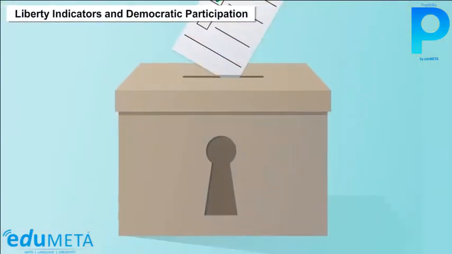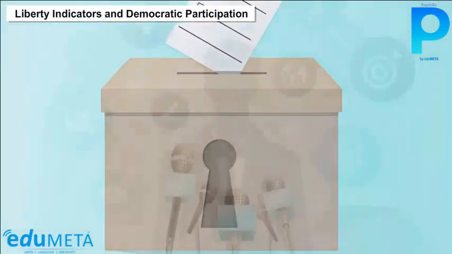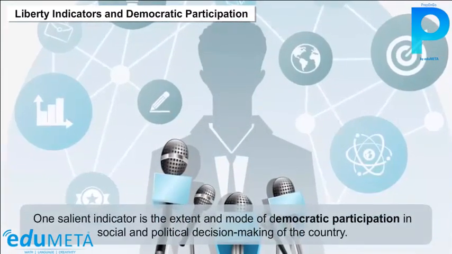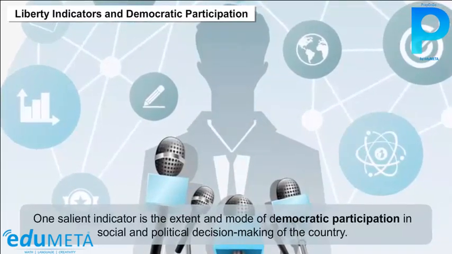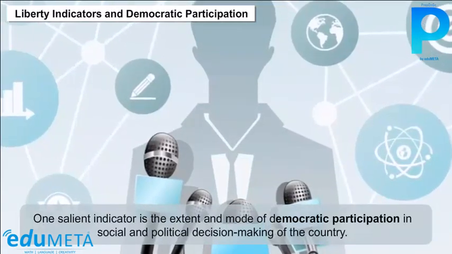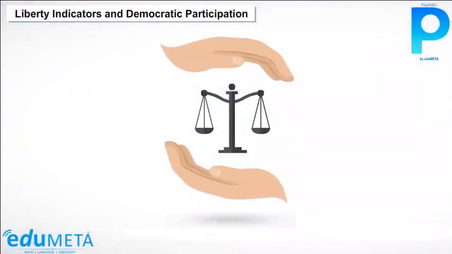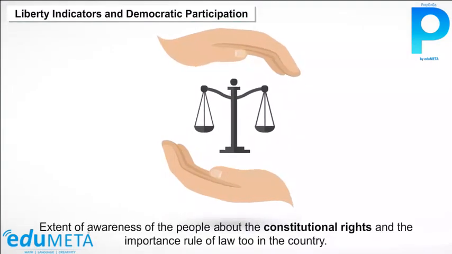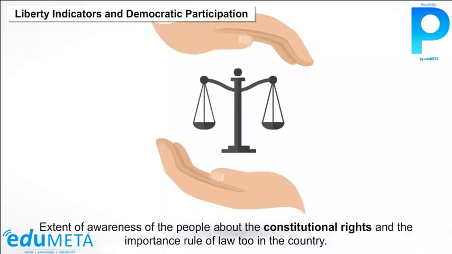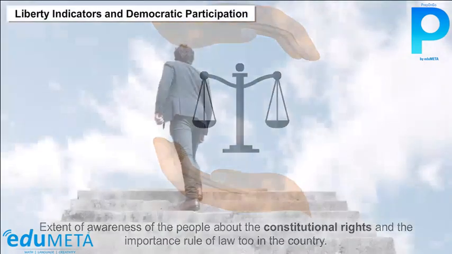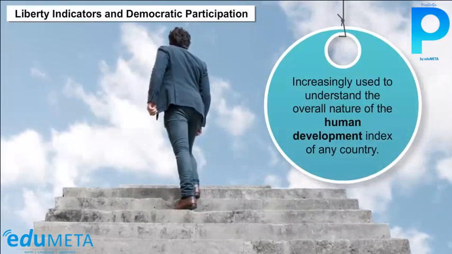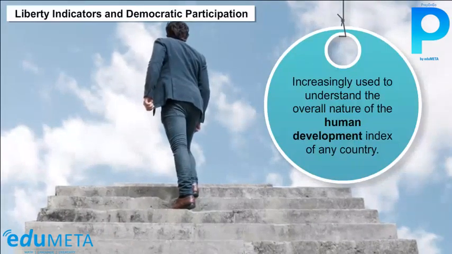Liberty indicators and democratic participation. In order to measure the human development in a country, one salient indicator is the extent and mode of democratic participation in social and political decision-making of the country. We can say it in another way as the extent of awareness of the people about constitutional rights and the importance of rule of law too in the country. These factors in modern time are increasingly used to understand the overall nature of the Human Development Index of any country.